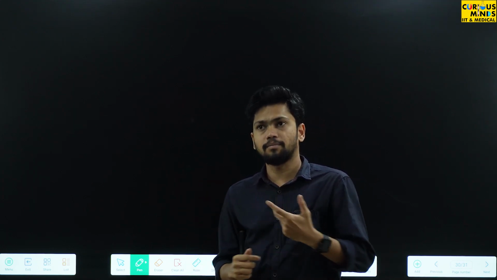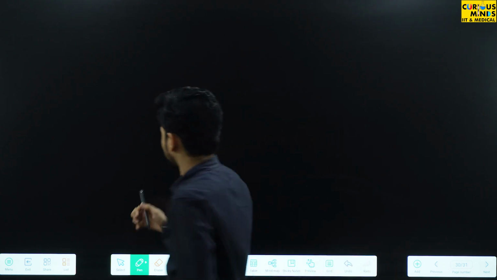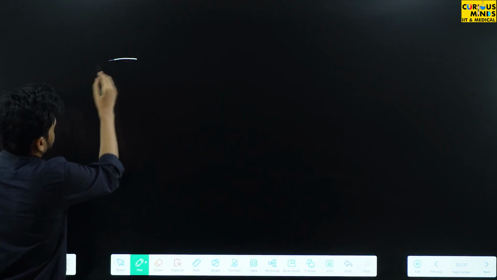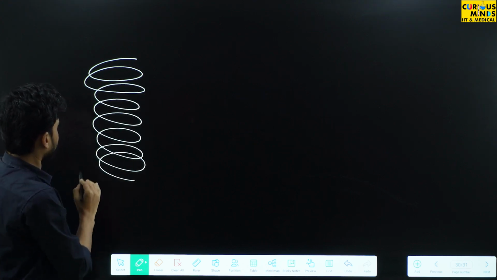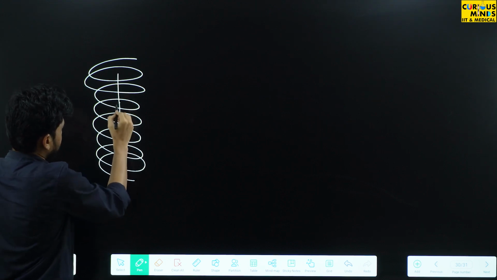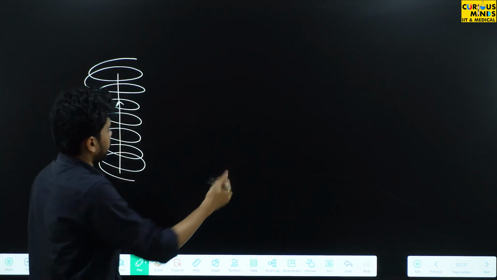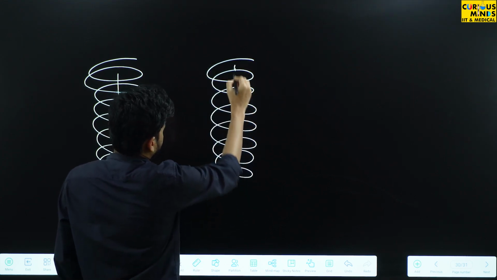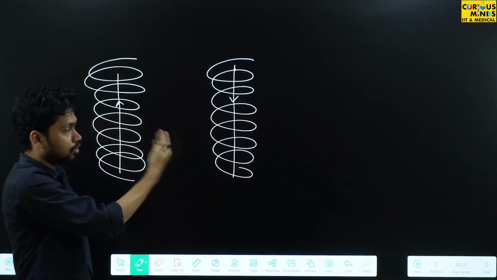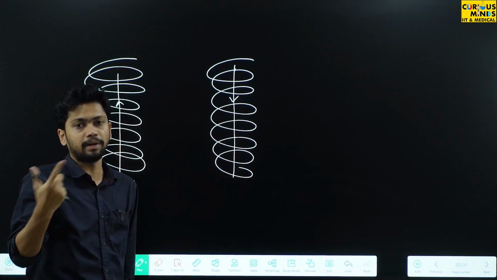They mentioned that there is a solenoid and there is a current flowing inside that solenoid. So that means there will be a magnetic field developed inside that solenoid, which can be in only two directions. So this is our solenoid. Either the magnetic field will be in this direction, along the axis, or it can be in the opposite direction, which is this direction. These are the only two possibilities for the magnetic field to be built inside it.